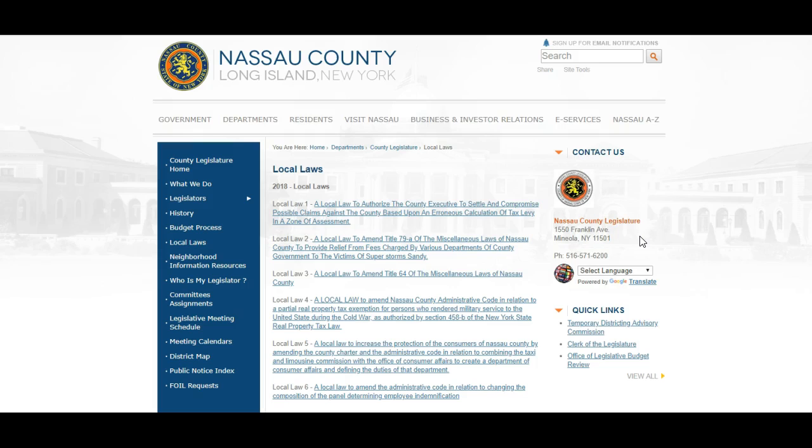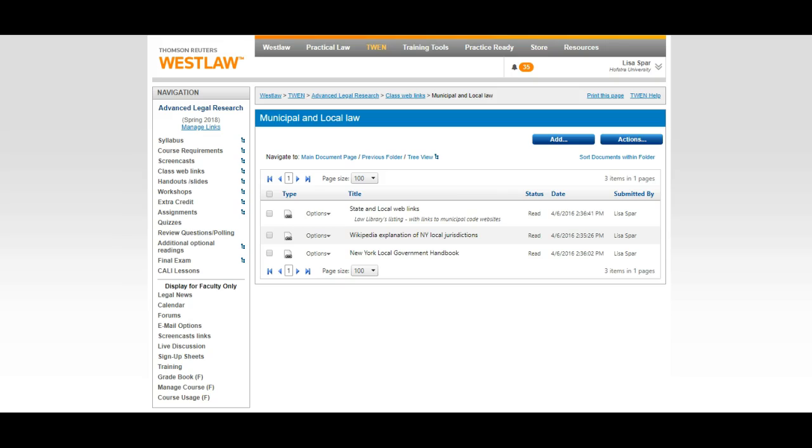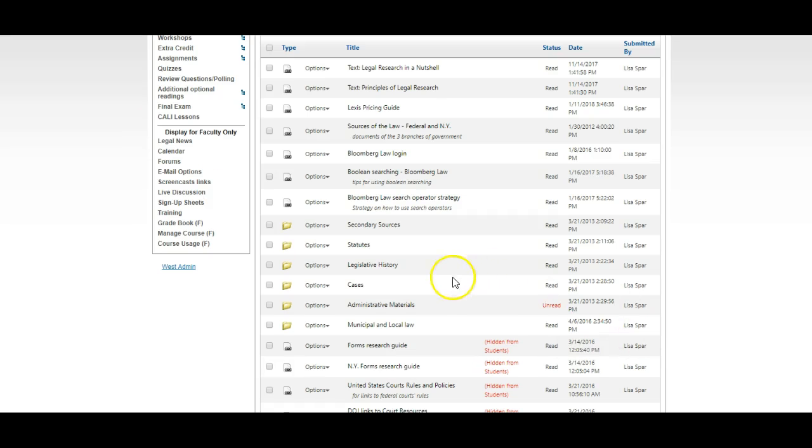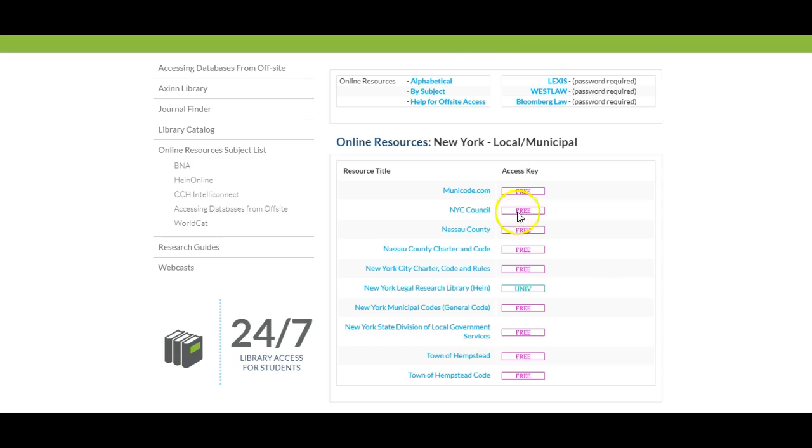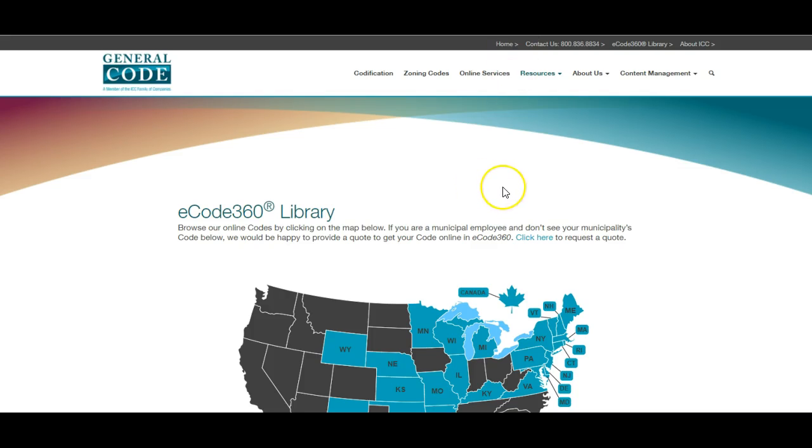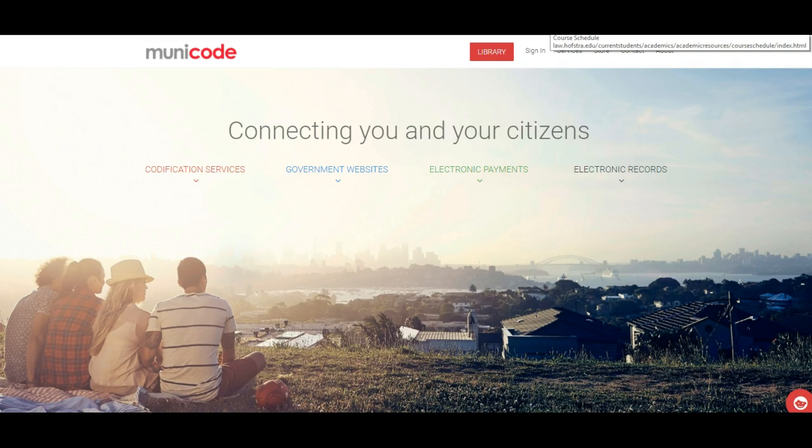If for whatever reason Googling didn't work for you, there are a couple of sites that gather these codes. What I've done here on the course website is under the class web links. Actually, let's go back here. So here under class web links, you see a folder for municipal law. And within that folder, there are a couple of sites, Municode and General Code, that gather these different municipal codes. Not sure that this is particularly important to remember because, again, Googling works just fine typically.